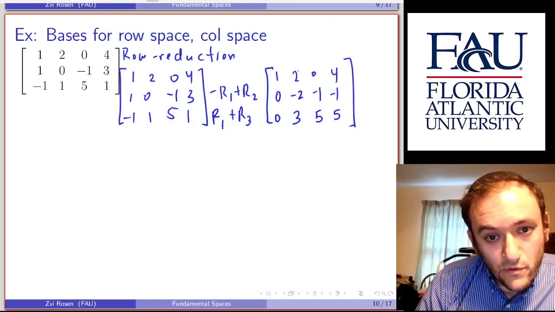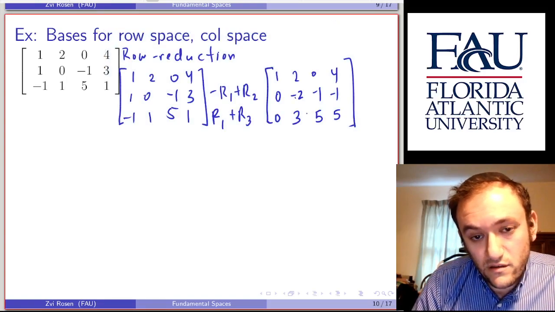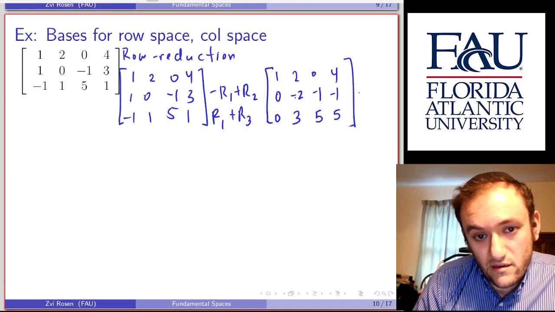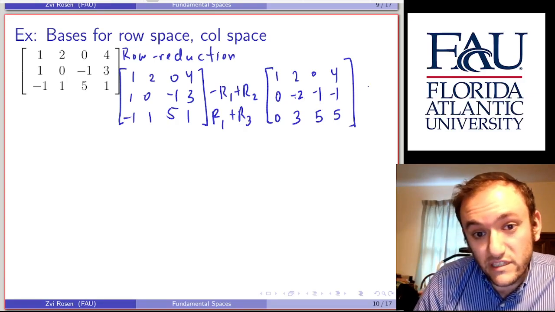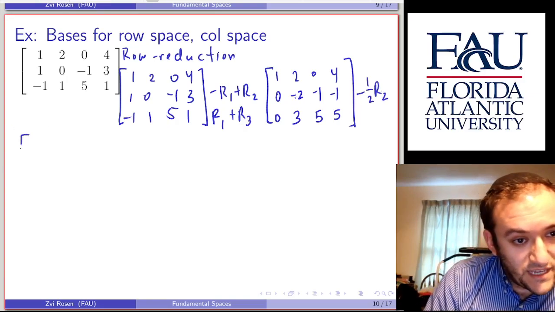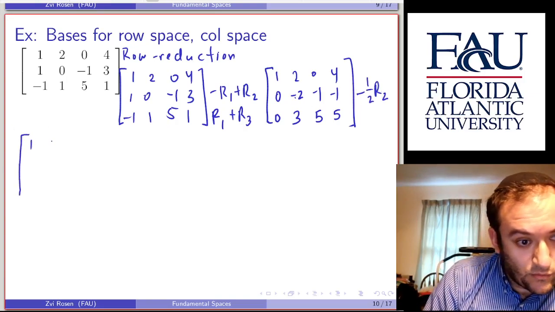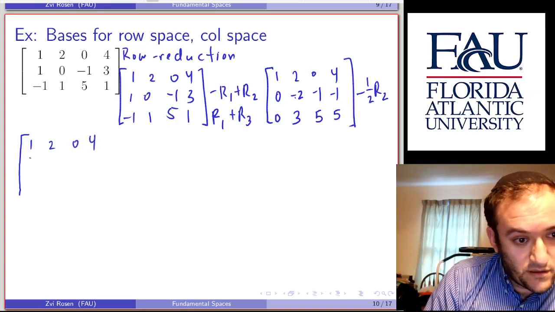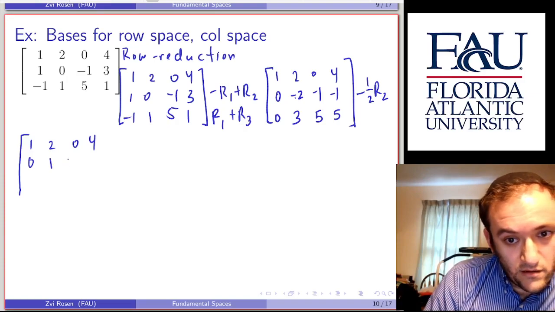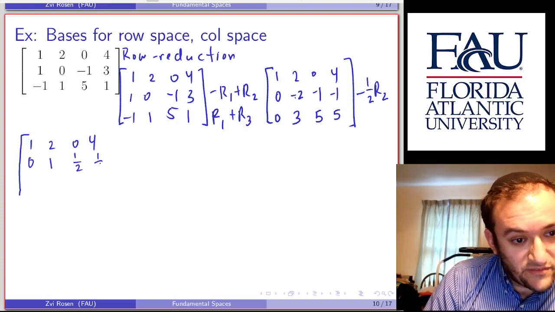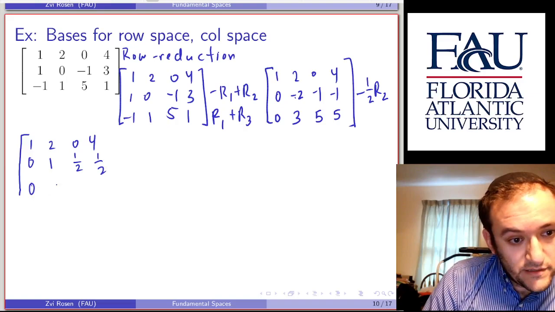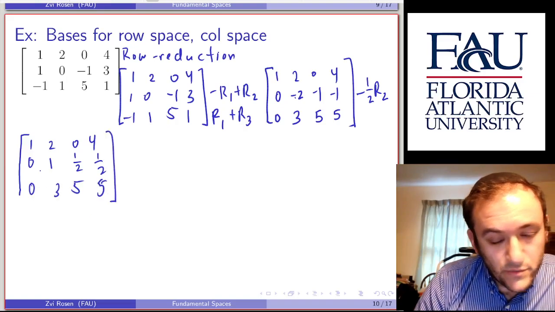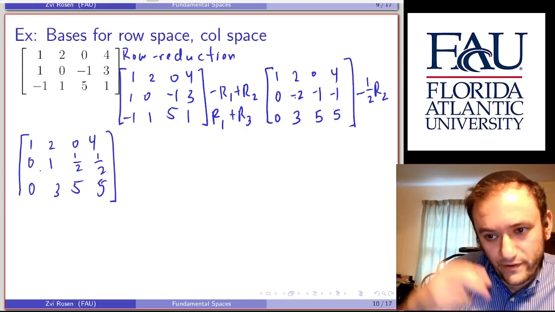Okay, so next we want to get the second row to have a leading 1, so we multiply by minus a half, and we obtain 1, 2, 0, 4, 0, 1, positive a half, positive a half, 0, 3, 5, 5. We're just going for row echelon form, so we don't need to worry about reducing above.